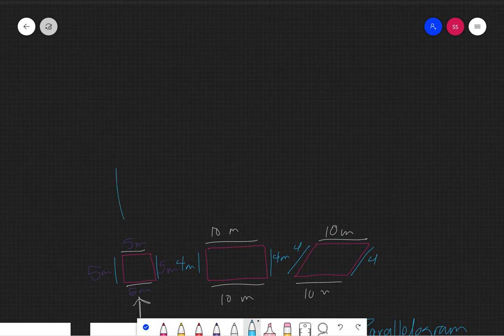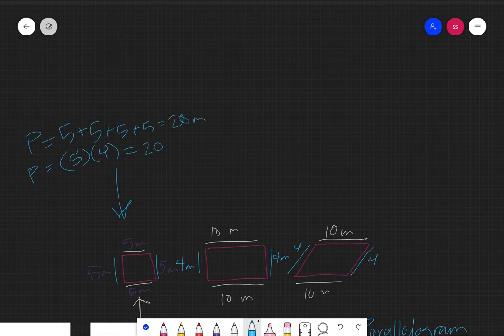Okay, for our lovely square, our perimeter here, again, is the sum of the measure of all the sides. So we could write it out as 5 plus 5 plus 5 plus 5. Another way of saying that would be 5 times 4. Either way will give you the same answer of 20 meters.